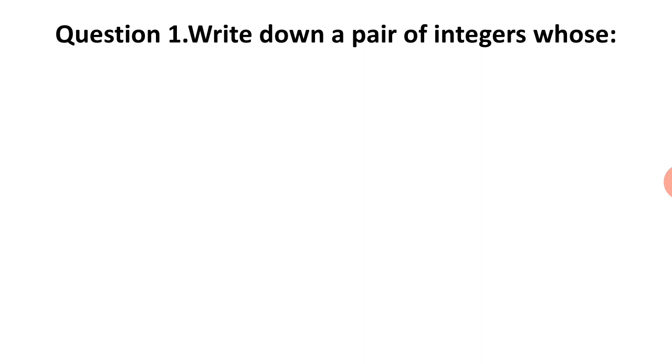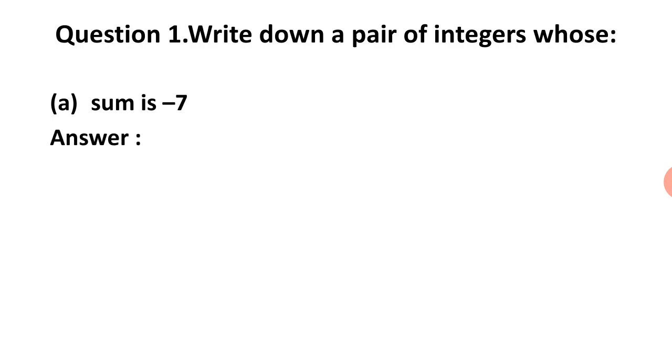Question number 1. Write down a pair of integers whose sum is -7. Now this is an open-ended question. That means you are supposed to select numbers on your own. There may be certain questions where there will be multiple answers. If it is correct, you will get full marks for that.